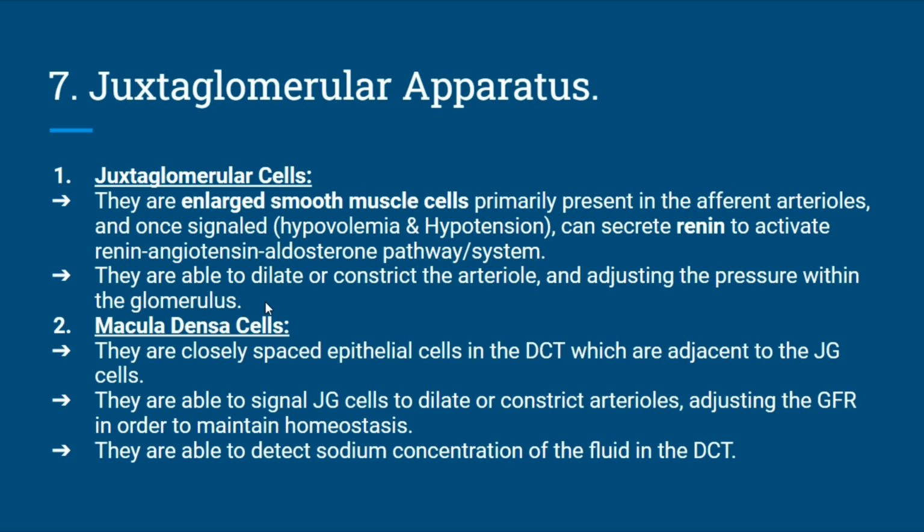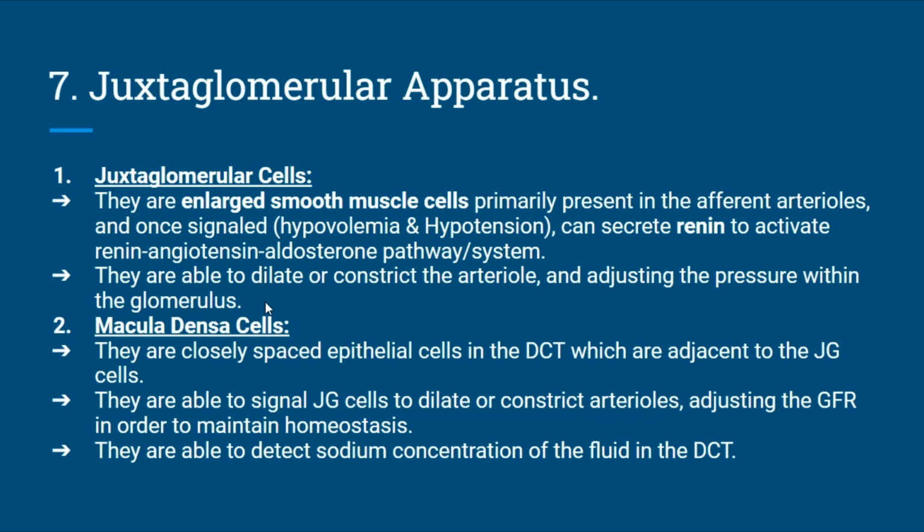So the first part is the juxtaglomerular cells. They are enlarged smooth muscle cells, which are primarily present in the afferent arterioles. Once they are signaled because of hypovolemia or hypotension, they can secrete renin to activate the renin-angiotensin-aldosterone system, and they are able to dilate or constrict the arteriole, adjusting the pressure within the glomerulus.